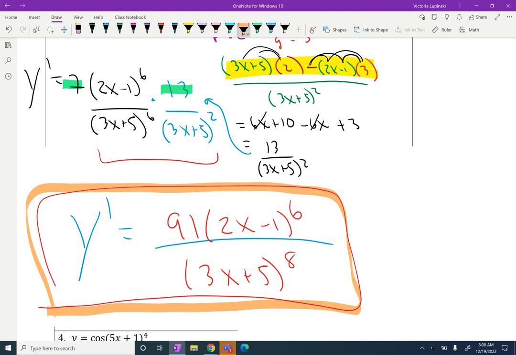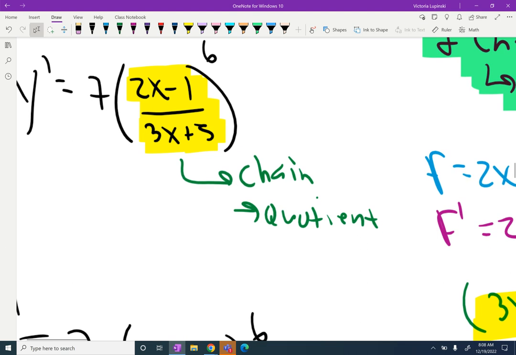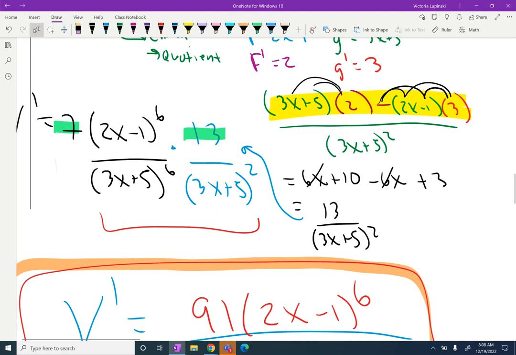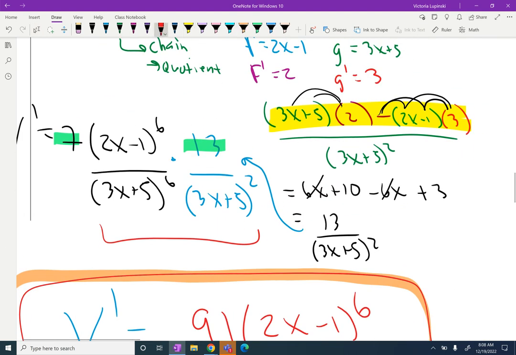Yes. I wanted to separate them, like instead of having the whole thing to the 6th, I wanted to separate them because I knew that I wanted to be able to combine the bottoms. Anybody else?